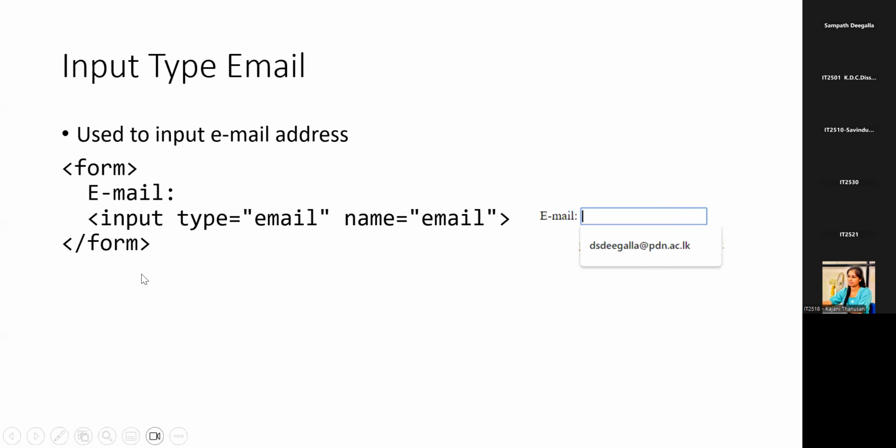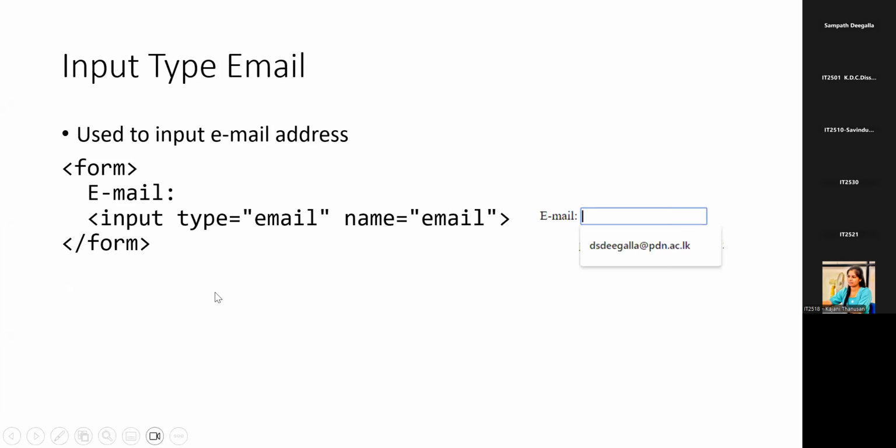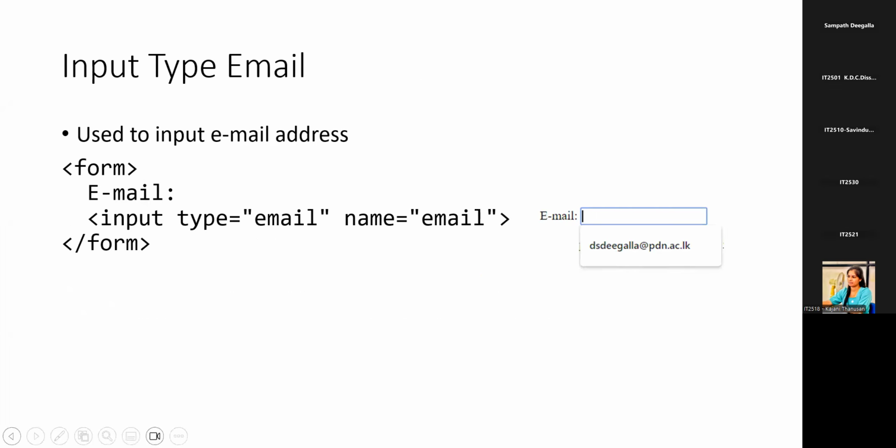Then if you need email, the input type is called email. If you need a number, we can use input type number. Again, we can decide what values the user is supposed to enter. For example, here 1 to 5, so we can ask the user to enter a value between 1 and 5. Maybe I can use this. We'll do this and then go on to grouping.